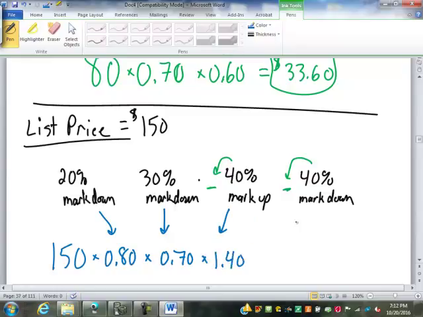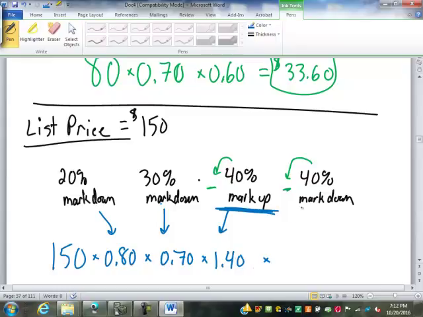Why 1.4? It's a markup. It's not 100 minus the percent. It's 100 plus the percent. These were marked down, so it was 100 minus the 30% to give us 70 or 0.7. So 100 plus 40% is 140 or 1.4. I'm going to pause. Everybody see where the 1.4 came from?